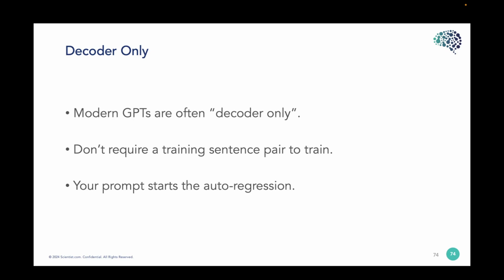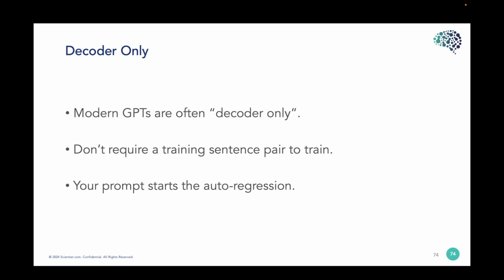One of the nice things about doing this is you don't need a training pair of sentences. Like when you have an encoder and a decoder, you need to send in, let's say, the English version of a sentence and the French version of a sentence. You need to have corresponding text. With decoder only, you just have to send in text. So you may have heard of GPTs referred to as sort of autocomplete on steroids. This is kind of what it's doing.